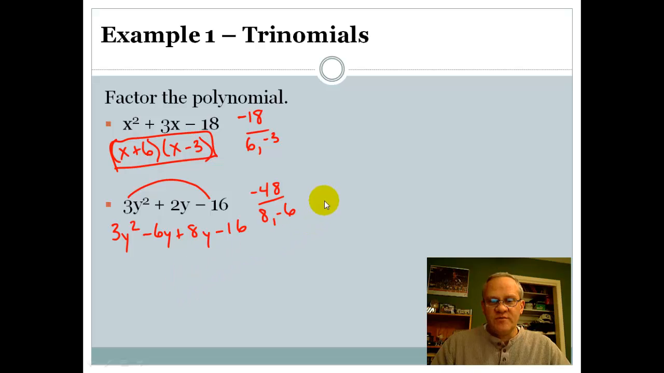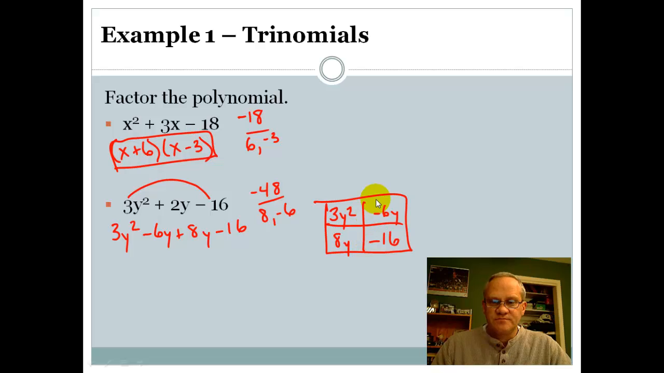So you could do grouping from there, or the other thing is, remember the box method. If you do that, you've got 3y squared and negative 16. And then this 8 and the negative 6, again, it's how the 2y splits up. So you're going to write 8y and negative 6y. It doesn't really matter which one you put where on those two.